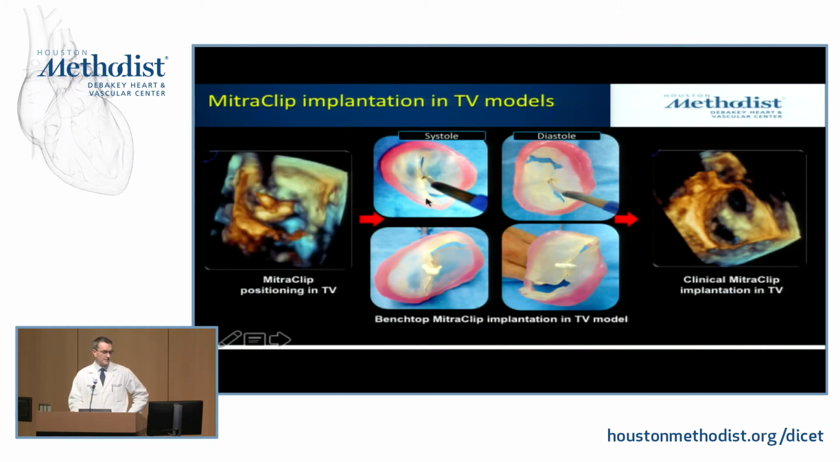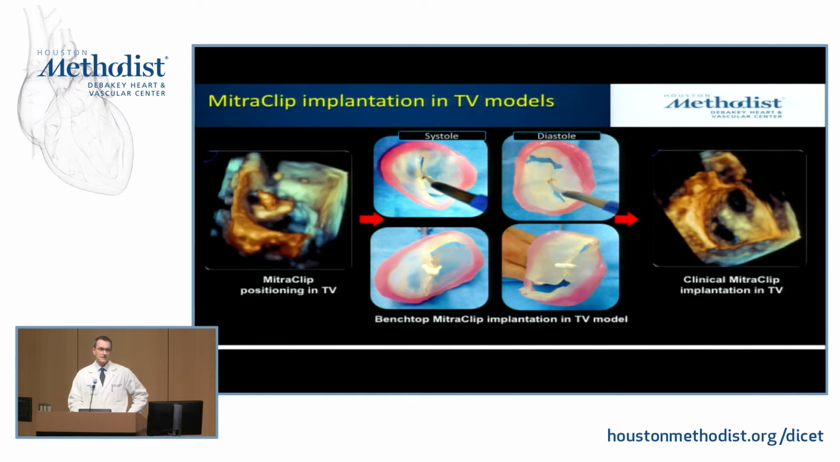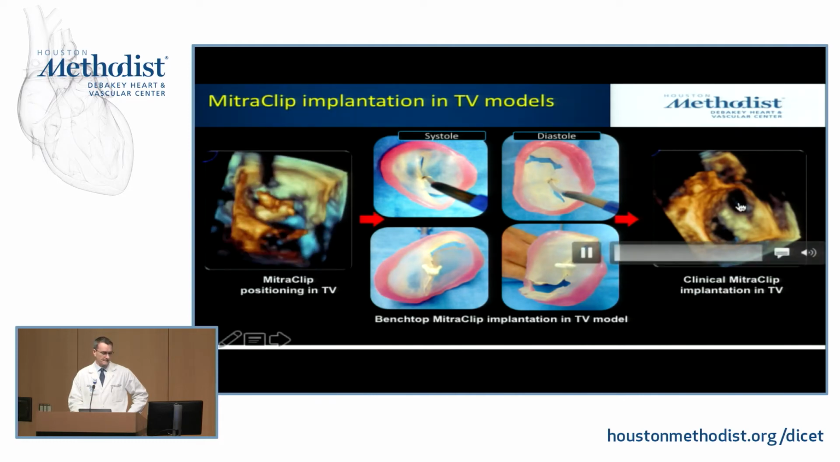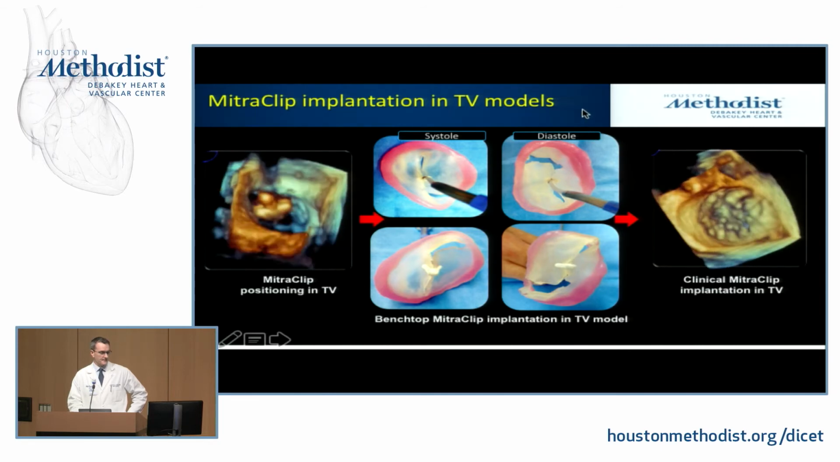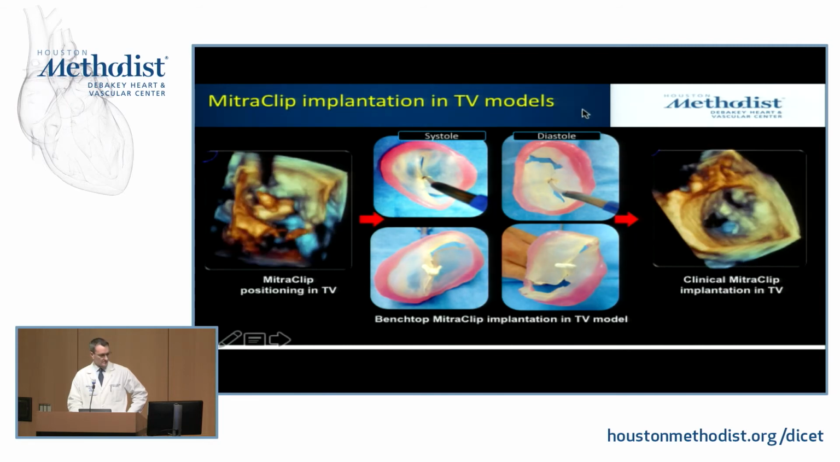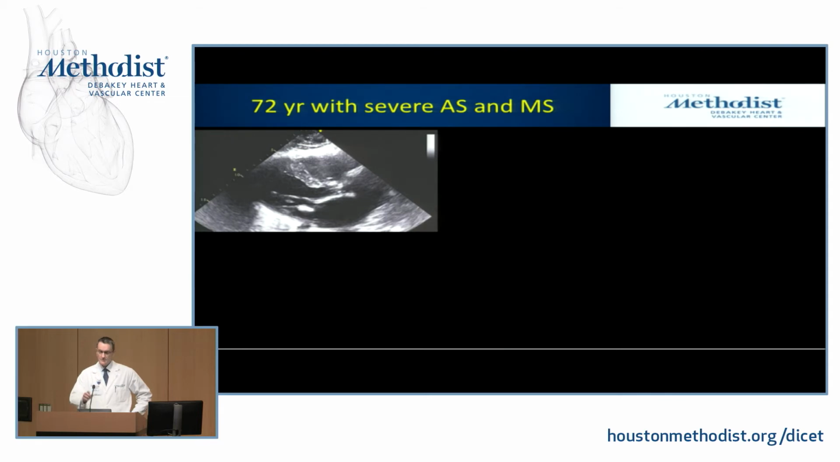So this is an example where we did a 3D print, we replicated all the leaflets, and we tried different combinations of where to put the clip to get the best result to bring these leaflets together. And this was the final result, where we created this nice tissue bridge here. It was one of our first, luckily, because it was very successful, and it kept us going. If it had been unsuccessful, we might have stopped.